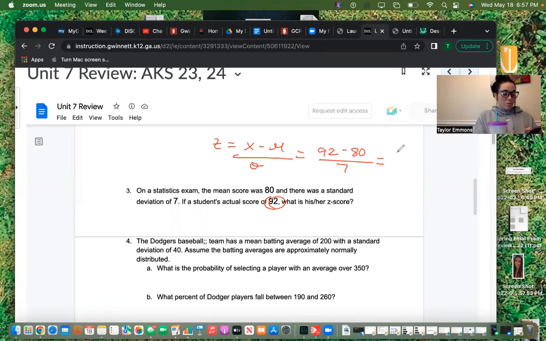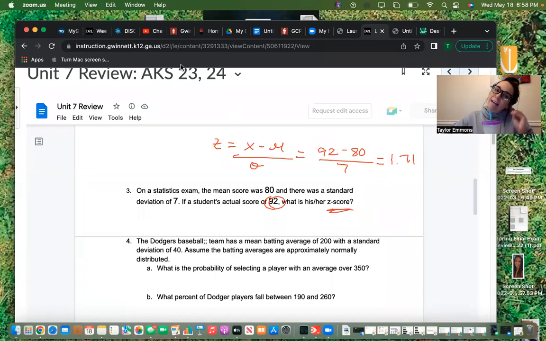That's going to give us some number that I don't know off the top of my head. 92 minus 80 divided by 7 is 1.71. Okay, and that's it. If it asks specifically for z-score, you're going to use this formula and be done.